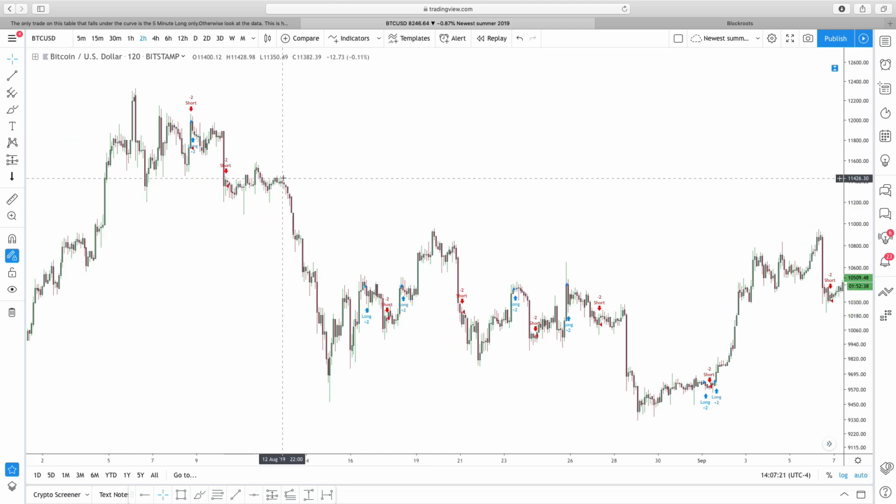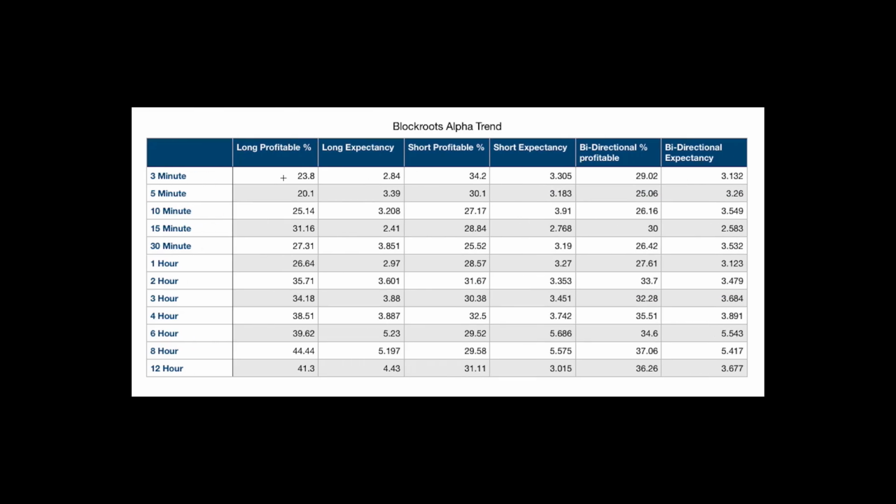So what I did was I made this list of all the time frames. So we have 1, 2, 3, 4, 5, 6, 7, 8, 9, 10, 11, 12 time frames, from the 3-minute up to the 12-hour. I showed you what the long profitable amount was, so the win rate for longs, and what the long expectancy was. So consider the yield from a trade on average: for each one that we risk, how much can we expect to gain?